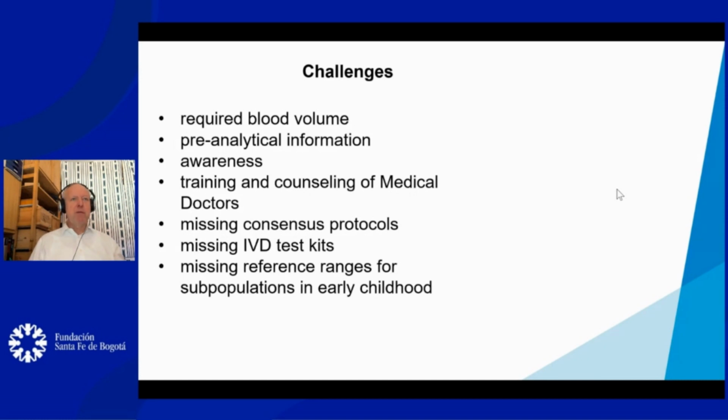And these missing reference ranges are very important because in early childhood, the subpopulations are completely different to the situation in adults. And this cannot be interpreted in a correct way without knowledge of these reference ranges in detail, and this is still in progress because this collection of blood values from healthy children is very challenging.